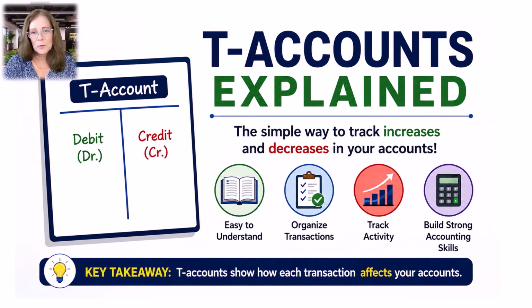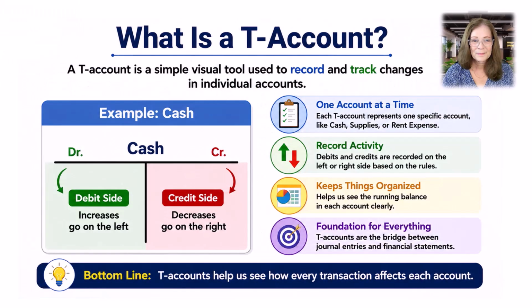T accounts are one of the tools accountants use to analyze business transactions before they are recorded in the company's books. That means that T accounts allow us to visualize exactly what is happening in each account. Every account in accounting, whether it's cash, accounts receivable, equipment, accounts payable, revenue, or expenses, can be represented using a T account. The left side of the T account is called the debit side, or DR for short. The right side is called the credit side, or CR.